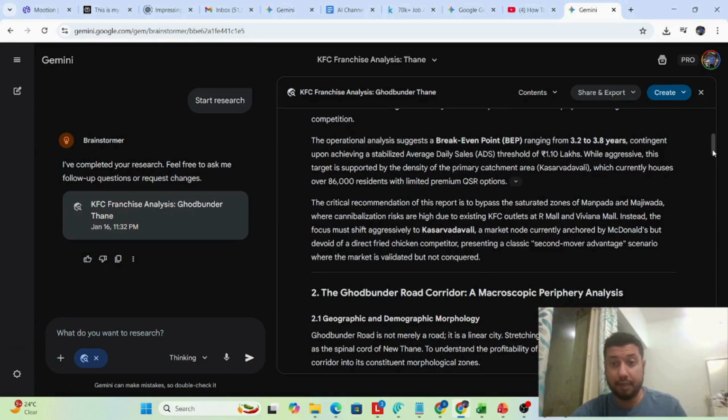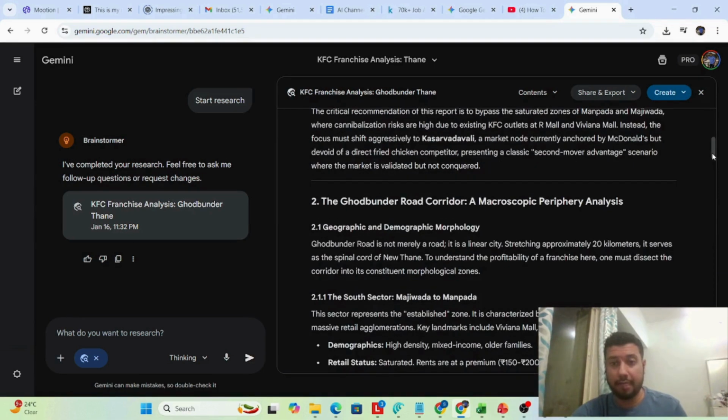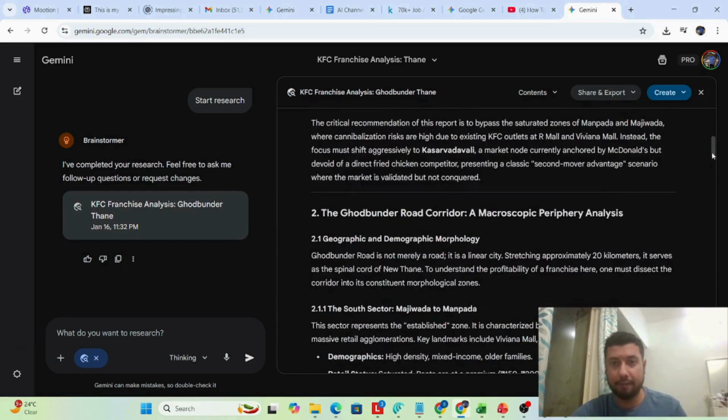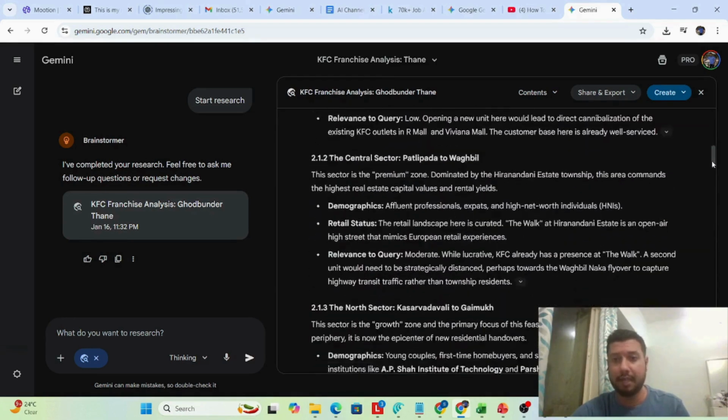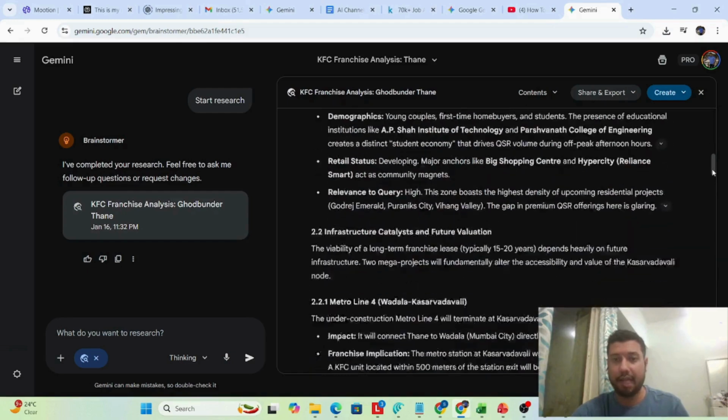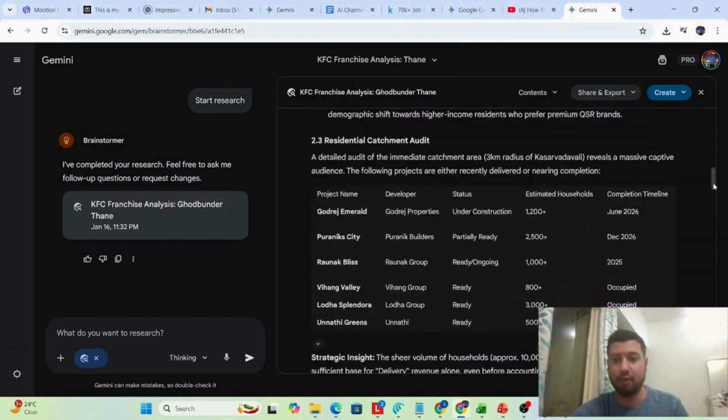And obviously, it is also looking at the catchment area, and it is saying that Kasarvadavali is a particular zone where this outlet will be profitable. Those who are familiar with Thane will know that from Kasarvadavali till Gaimukh is the area where a lot of these housing societies are coming up, and the metro is also being extended till that point, which makes it a very important catchment area for this KFC outlet to come up.